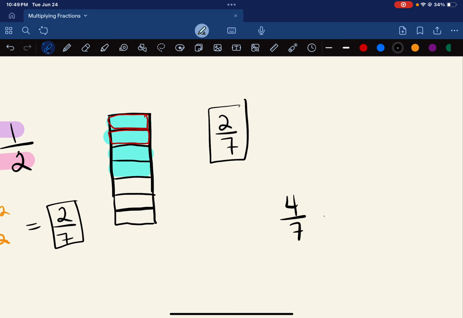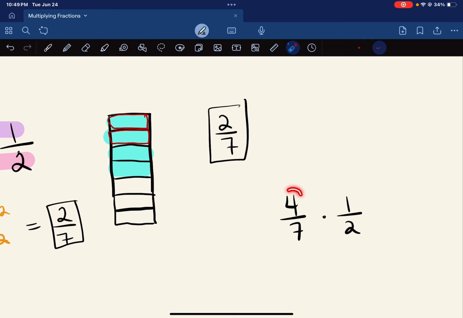4/7 times 1/2. If you want to reduce your fraction before multiplying, it is important that you compare a numerator and a denominator. I can say, okay, let's look at 4 and 7. Are those two values divisible by the same number? No, they are not. Okay, what about 1 and 7? It doesn't matter that they're not in the same fraction. 1 is a numerator and 7 is a denominator. 1 and 7 are not divisible by the same value.